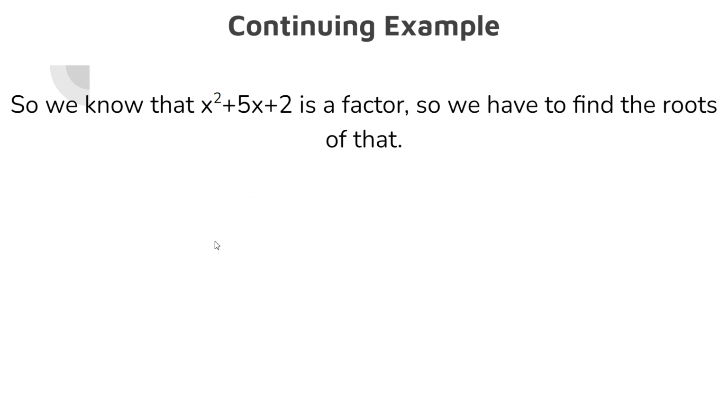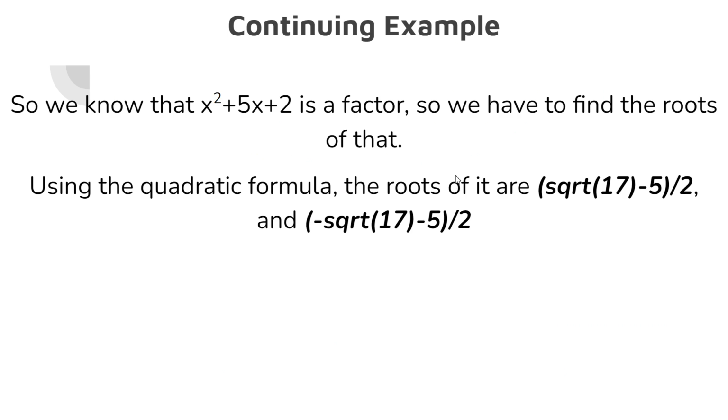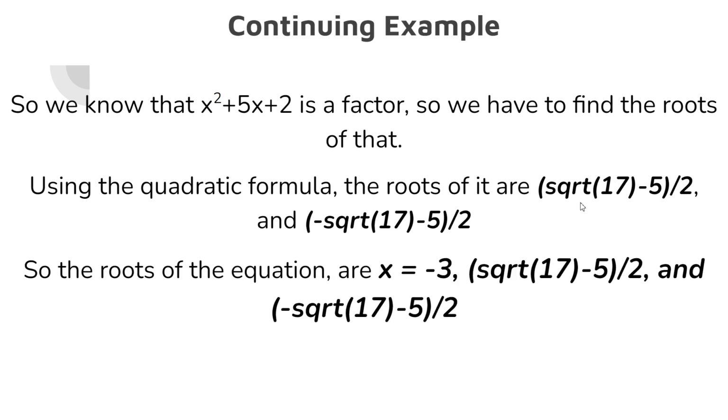Continuing the example, so we know that x squared plus 5x plus 2 is a factor, so we have to find the roots of that. I use the quadratic formula, do whatever method you want. The roots of it are square root of 17 minus 5 over 2 and negative square root of 17 minus 5 over 2. So overall, the roots of this equation are x equals -3, root 17 minus 5 over 2, and negative root 17 minus 5 over 2.